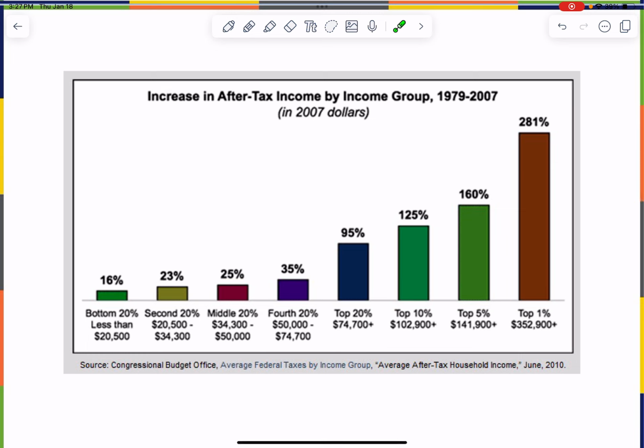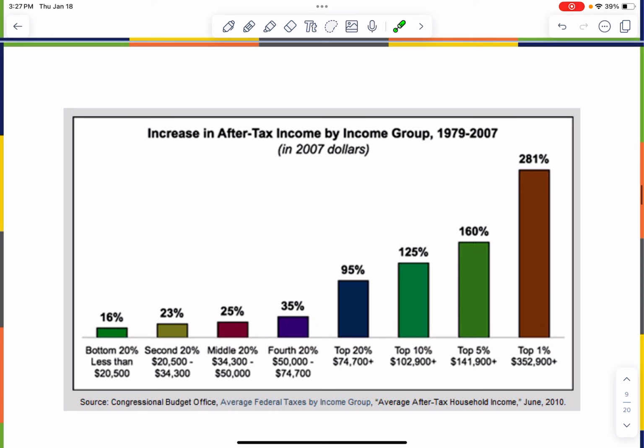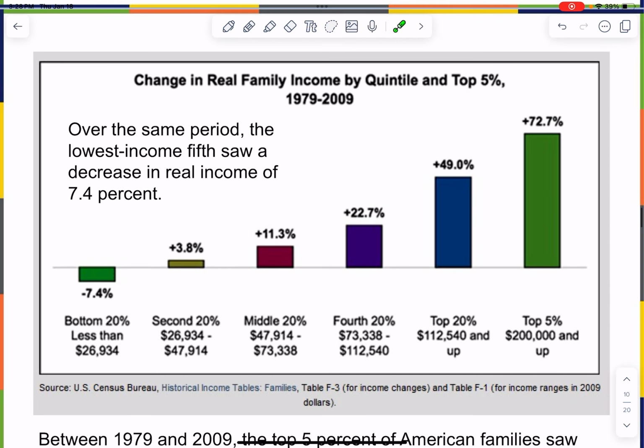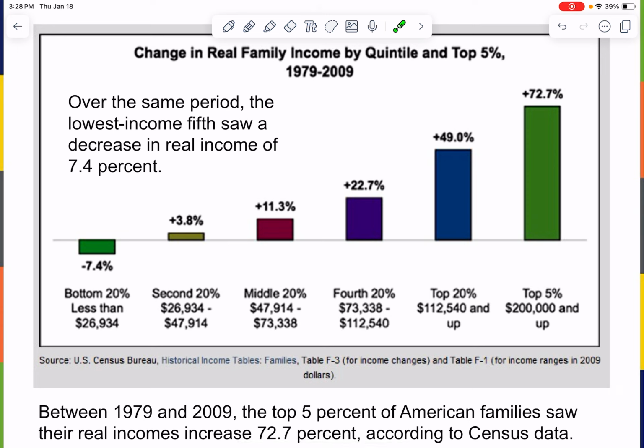Yeah, so notice the top 1% had the biggest increase in after-tax income by income groups. And look at this, in 2007 dollars. So throughout the length of the study here, they normalized the value of the money. Okay. Change in real family income by quintile. Quin is 5. Quintile is what we're going to be talking about later, but basically we divide everybody into 5. We divided the data into 5 groups.